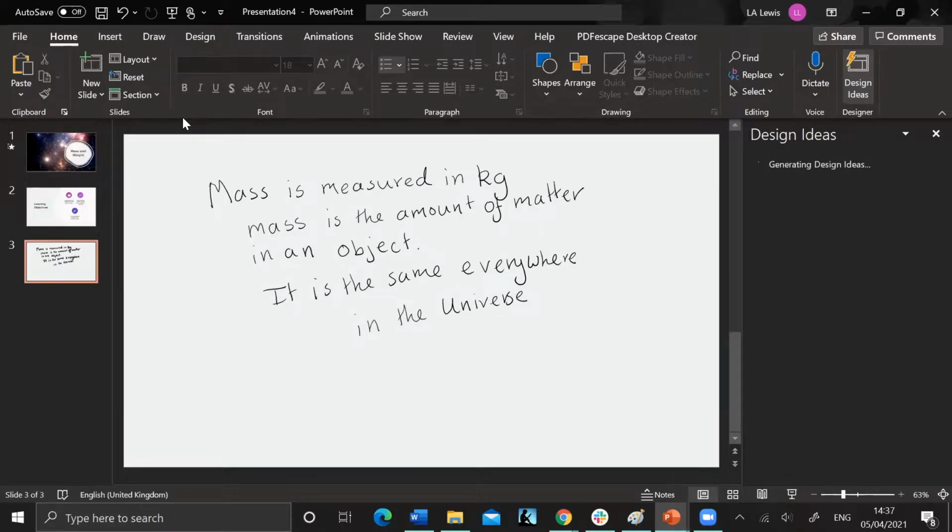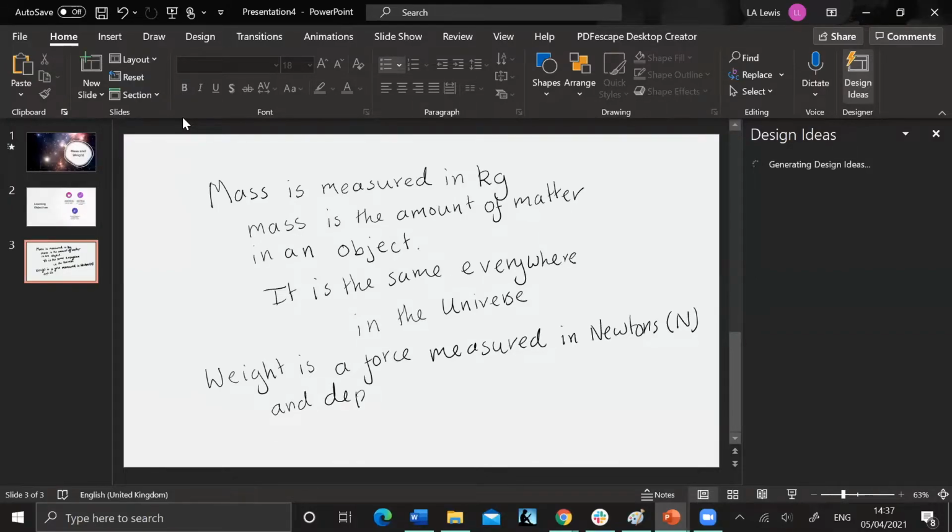Whereas weight is a force measured in newtons, like Isaac Newton, named after him. Capital N for newtons, nice and easy. And it depends where you are. So it depends if you're on the moon or on Earth, or somewhere else in space. Okay, so we're going to get a little bit more detail on that.